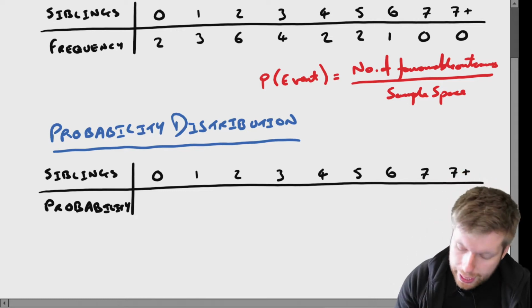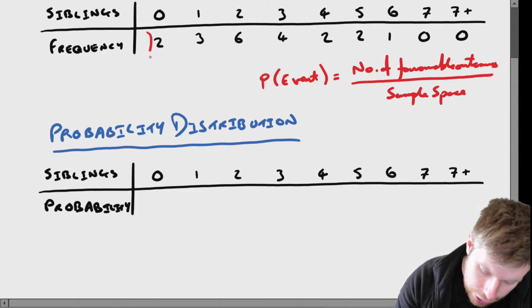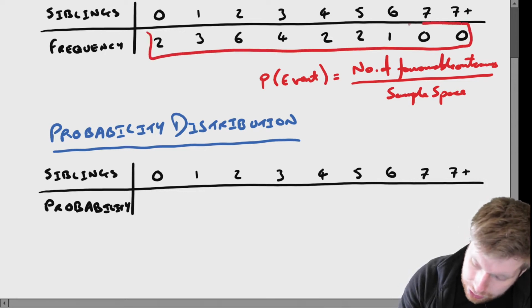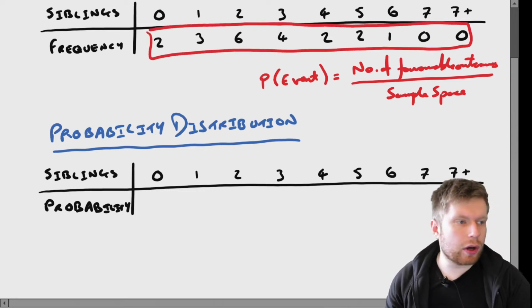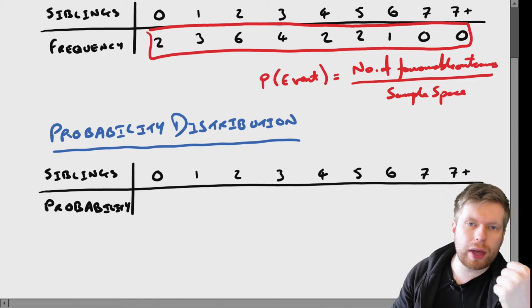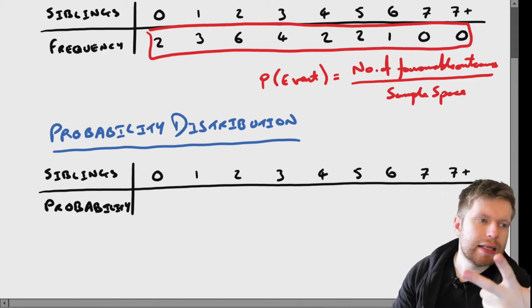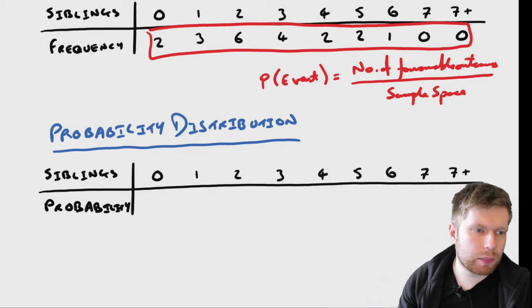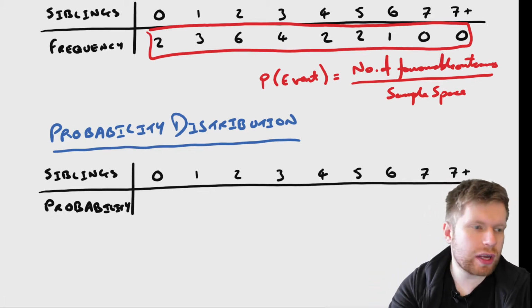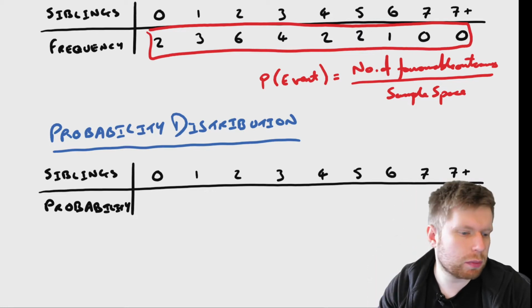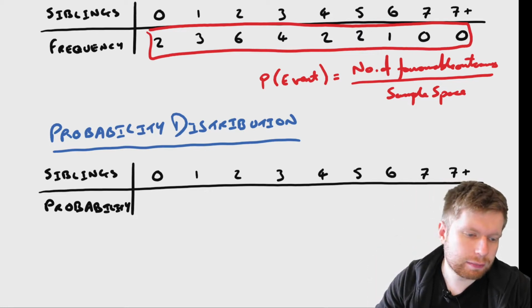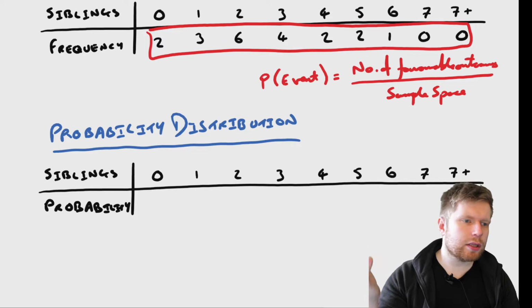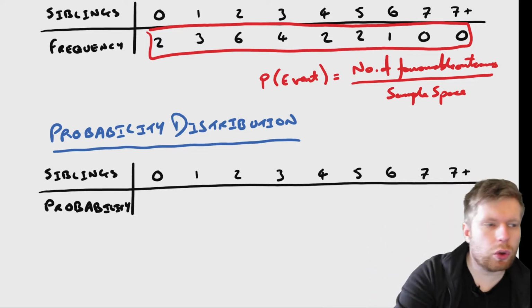So first of all, let's work out how many people have been asked. In order to get the size of the sample space, we need to have a look at all of these people. There were 2 people that had 0, 3 people that had 1 sibling, 6 people that had 2, etc. We just simply need to add all of those numbers together. So it's going to be 2 plus 3 plus 6 plus 4 plus 2 plus 2 plus 1, which makes 20. So there's 20 people in total that we asked.